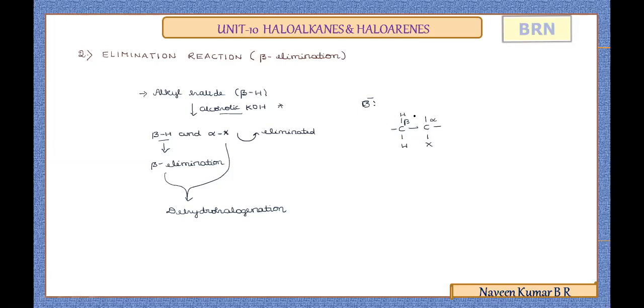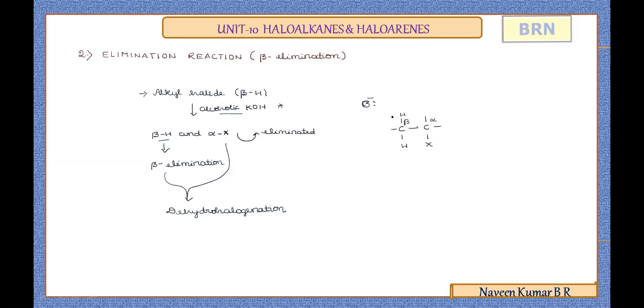We'll consider a simple illustration like this. Such an alkyl halide may contain any other side groups. We'll also consider the second case: what happens if there are two beta hydrogens? That we'll take up in the next illustration.